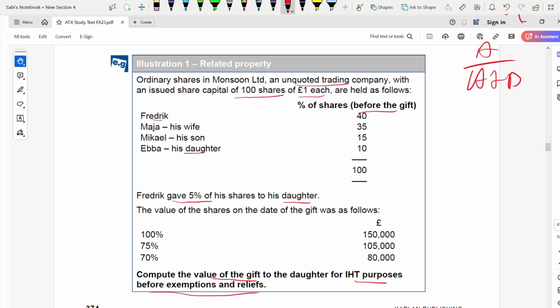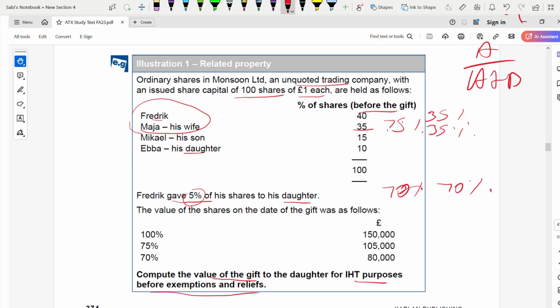Now, to do this, there is a working that is required. You need to know the percentage before the gift and after the gift, only of Marja and Frederick, because only they are related. We don't care about the son and the daughter. So Frederick and Marja, if you add 40 and 35, it is 75%. He has given 5%. So that means after the gift, it is 70%. How? From Frederick 5% will reduce. After the gift, 35%. But Marja will be having 35. 35, 35, 70. Before 75, after the gift, 70%.